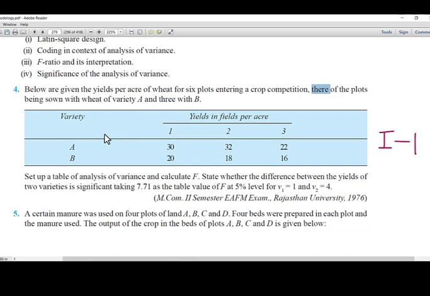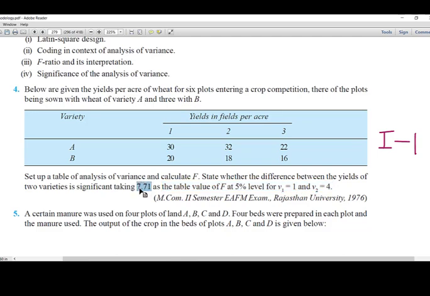This data is given here. This is one way ANOVA, and variety of wheat, that is the factor. And you can follow this illustration 1. This problem is similar to illustration 1. You can set up the table of ANOVA and calculate F. And here some data is already given. The tabulated value of F at 5% level for V1 equal to 1 and V2 equal to 4 is given as 7.71.